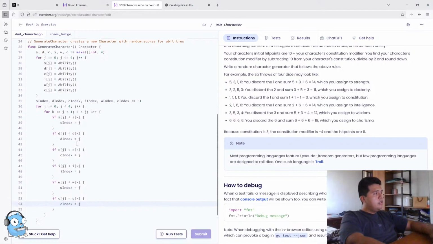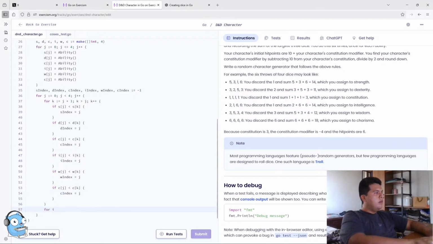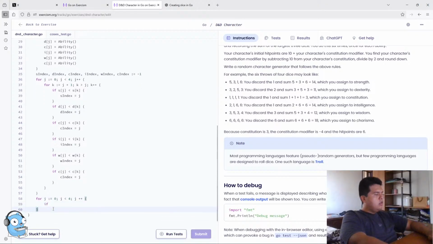If j. Okay. The same thing. For the last one, for j equals to 0, j is less than 4, and j plus plus. Okay, 0, 1, 2, 3.